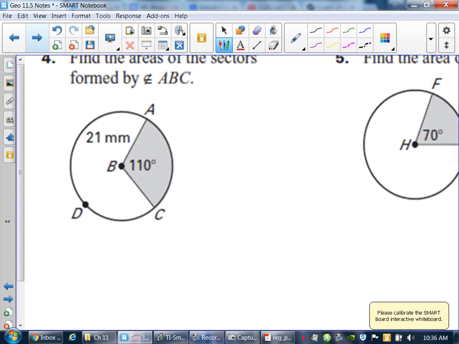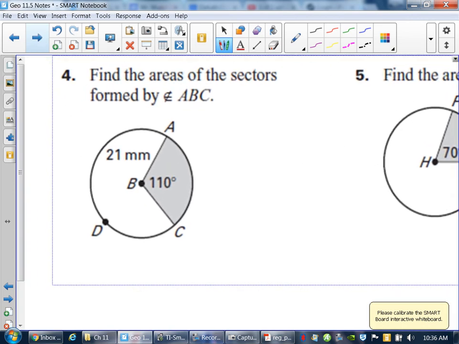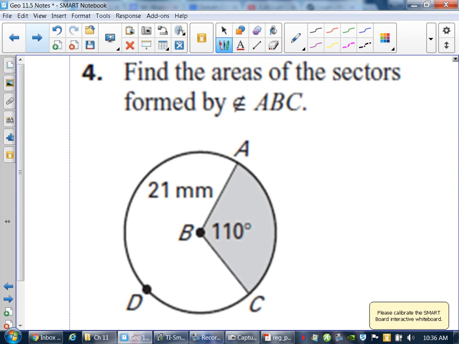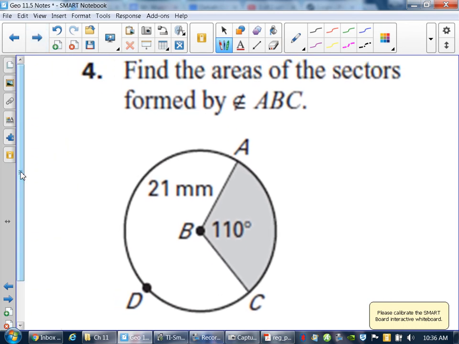All right. So, let's try this. Now, this one, there's actually 2 questions. We're going to find the area of the 2 different sectors that are formed here. One sector is shaded, the other sector is not shaded. That's convenient when they do that. So if I want to find the area of the shaded region, it is a sector.